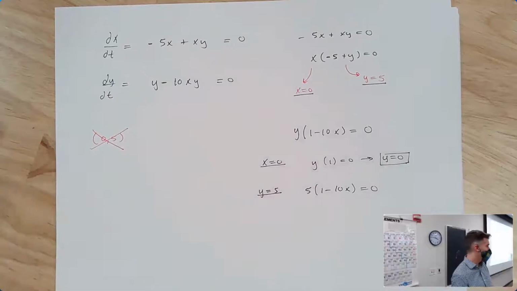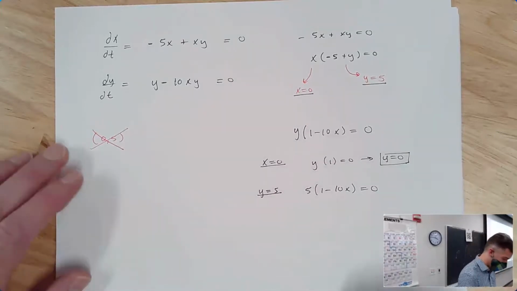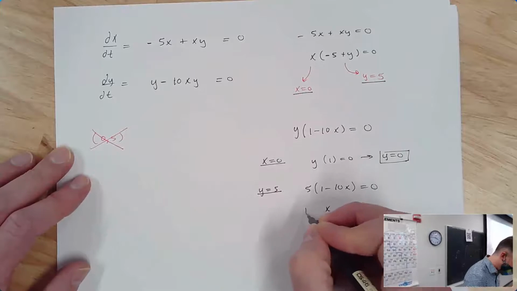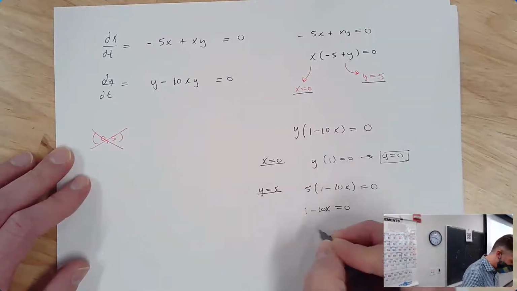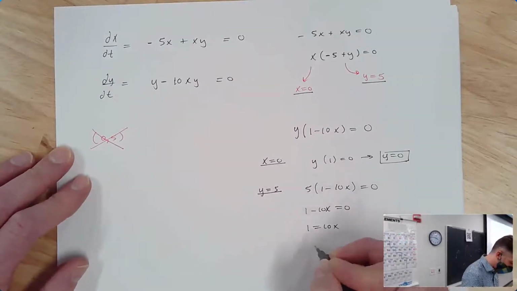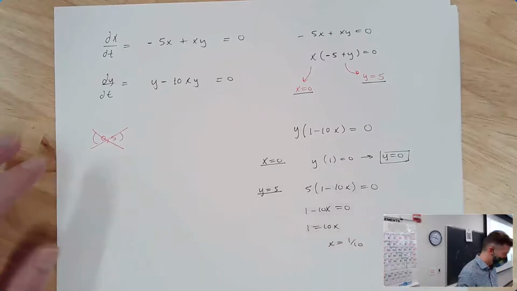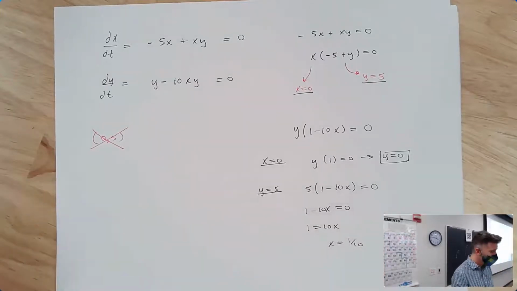So what's x going to have to be? Well, 1 minus 10x is going to have to equal 0. 1 is going to equal 10x. x is going to equal 1/10. So I only get two equilibria.